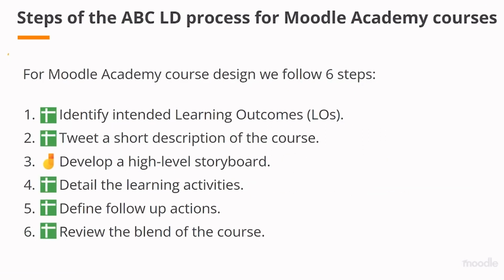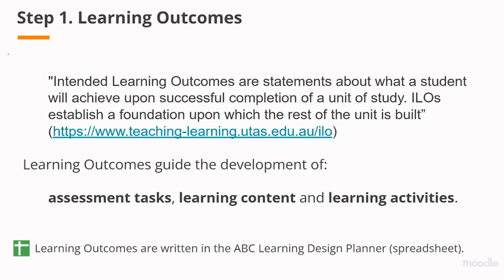So the 6 steps we follow are mostly completed in the Learning Design Planner spreadsheet. First of all, we identify intended learning outcomes, or LOs. We tweet a short description of the course. We develop a high-level storyboard in Jamboard, and then we detail the learning activities back in the spreadsheet based on that high-level storyboard. We then define follow-up actions, and lastly, we review the blend of the course. So let's step through the process now.